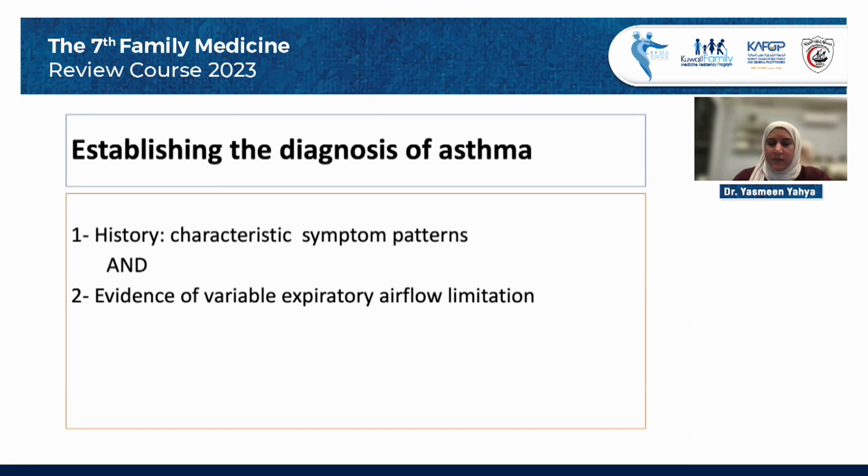To diagnose asthma, you need two important steps. The first is that you need to have characteristic symptom patterns from the patient's history. And then you need to verify your findings by having evidence of variable expiratory airflow limitation. So you need to make sure that there's airway obstruction, and that this is a reversible or variable airway obstruction.